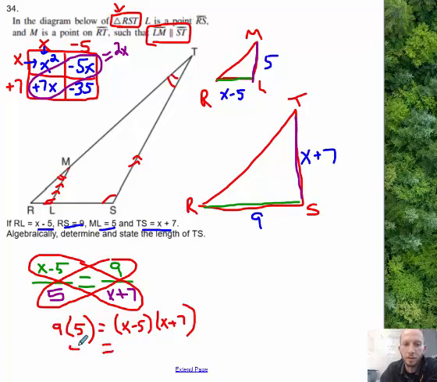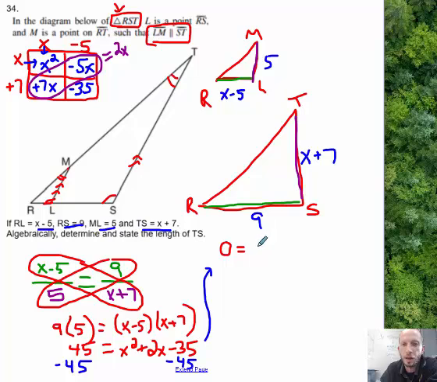So we get the 9 times the 5 is 45, and I have my x squared plus 2x minus 35. And here's where you do have to remember this very specific skill. The only way to solve this type of equation is to set it equal to 0, which means that I'm going to subtract 45 from each side, lining up my like terms, and I'm just going to move it up here to create some more room. I have now got my 0 on my left side of the equation, and I've got x squared plus 2x minus 35.